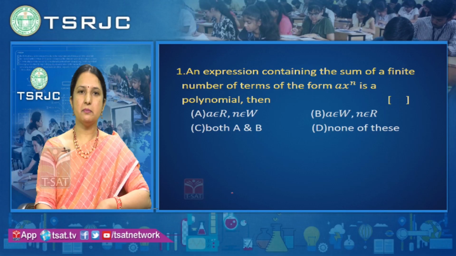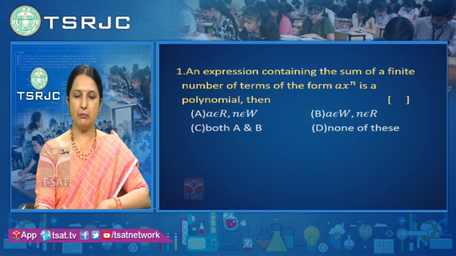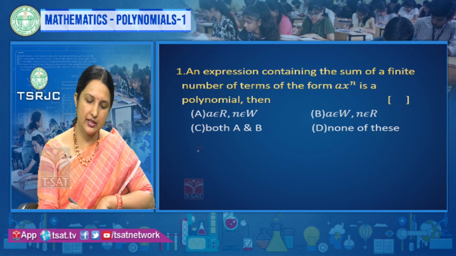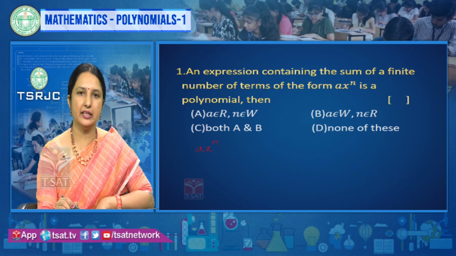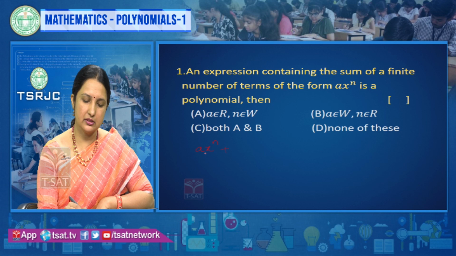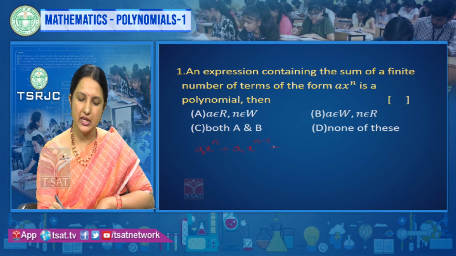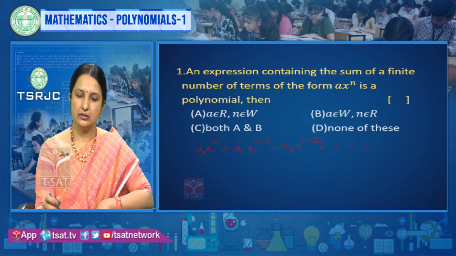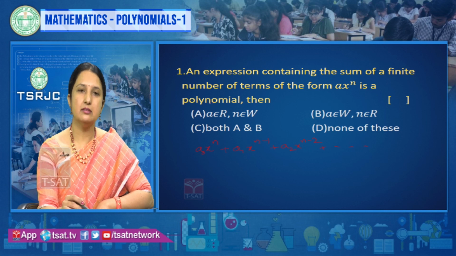Hello students, now we are going to learn polynomials. An expression containing the sum of a finite number of terms of the form ax power n is a polynomial. You know the terms are in the general form a0 x power n, a1 x power n minus 1, plus a2 x power n minus 2 and so on. So, the sum of ax to the power of n is called a polynomial.